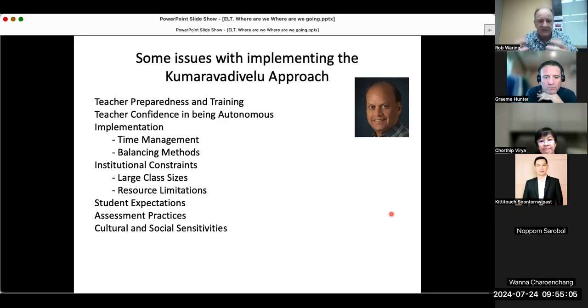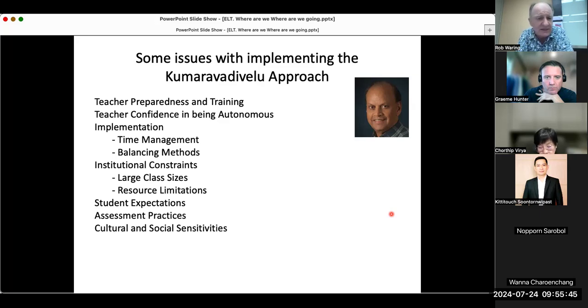They have to function within a system. They're dependent on the course book. They're dependent on the materials that they have. There's also implementation issues. How do you manage your time with this? How do you balance various methods? How do you know what to do when? Which method should you use and when should you use it? There's obviously going to be constraints on doing this if you have very large classes or very limited resources. You may also find that students expect to learn in a particular way, and therefore we need to make sure that their needs are addressed.